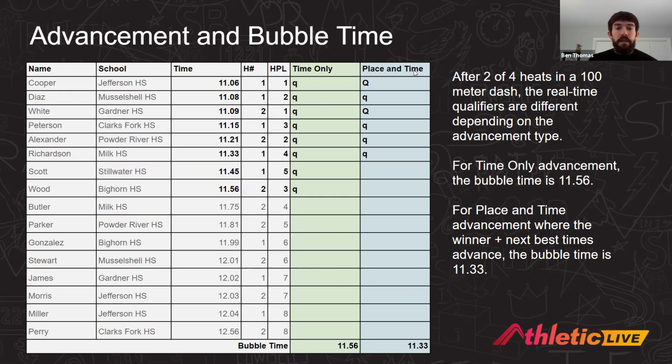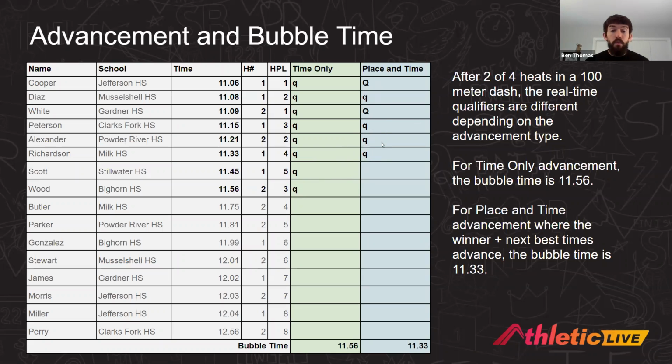It's a little different with place and time, because we know that we have 4 heats, and we know that we're advancing 8 people, we know that we're always going to take the top person in each heat and then the next 4 best times. Because we know we're only taking 4 people by time, we can do a little math and see that the bubble time really is 11.33, because there's going to be 2 other people from heats that are not finished yet that are automatically going to qualify. So this gives just a little bit more information to that coach, and he knows that it's not that he needs to run 11.56, his kid needs to run 11.33 or better to get in the final.